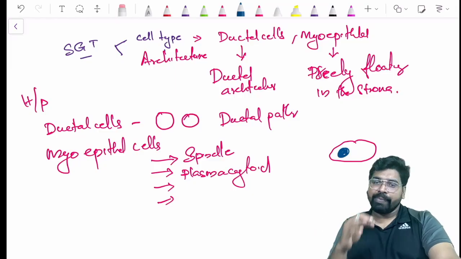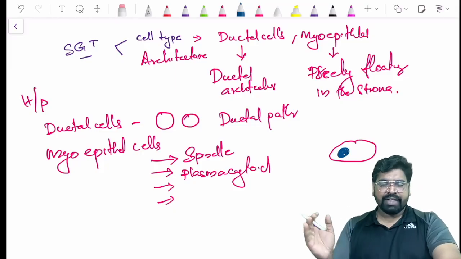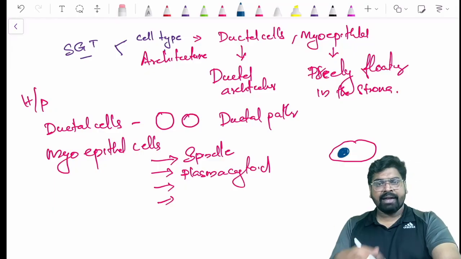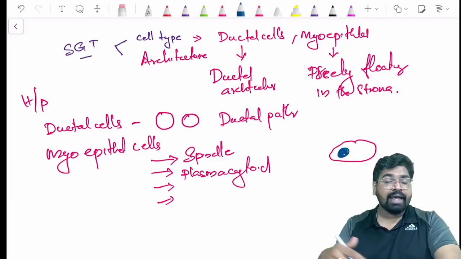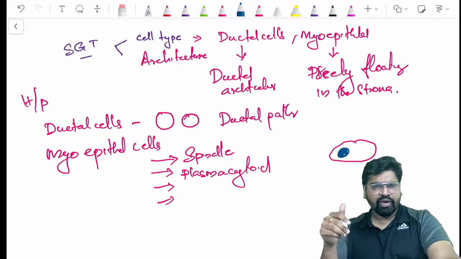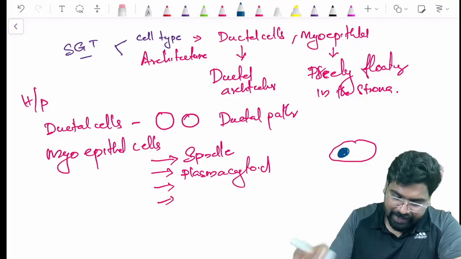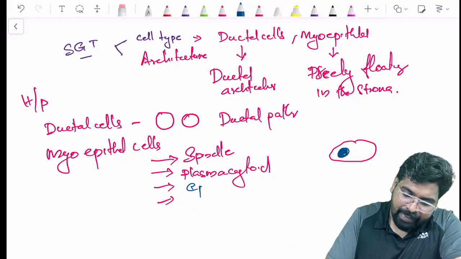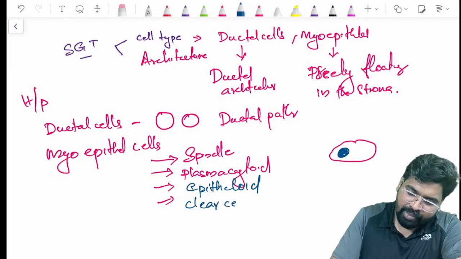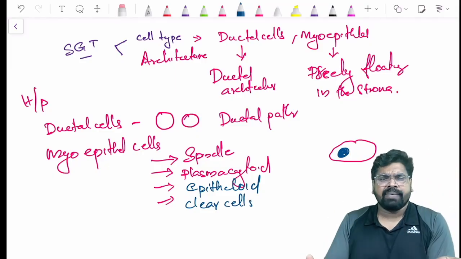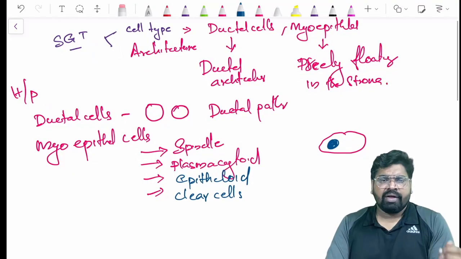So this myoepithelial cell will look like that. They too will appear oval in shape with the nucleus pushed towards one side, and it will look like a plasma cell. That's why plasmacytoid. If it is looking like an epithelium, we say epithelioid, meaning if it is polygonal in shape, we call it epithelioid. So the myoepithelial cells can take spindle cell, plasmacytoid, epithelioid, or sometimes clear cell shapes. They can take any shape. That is one peculiarity.